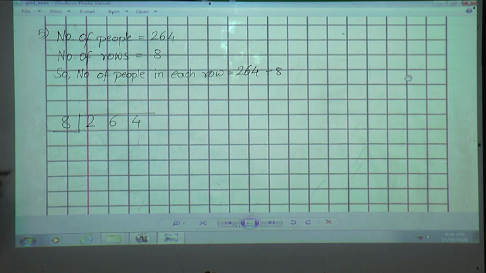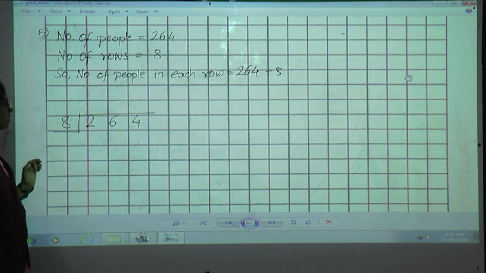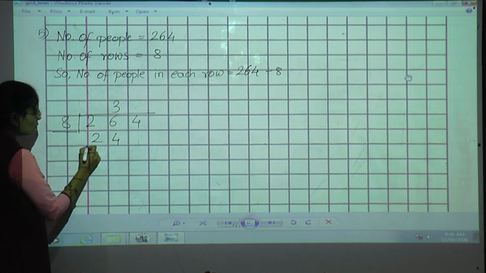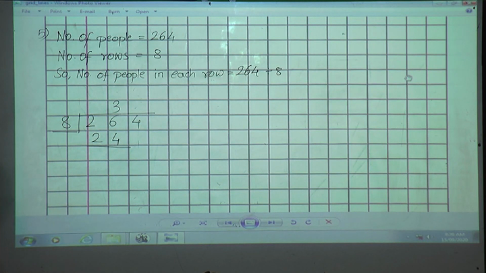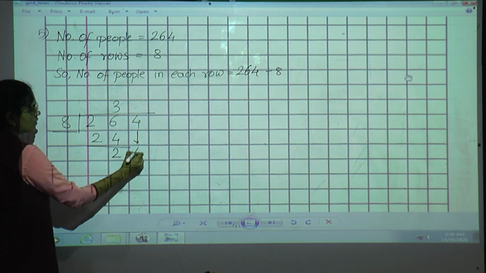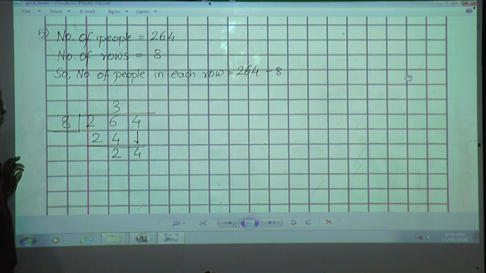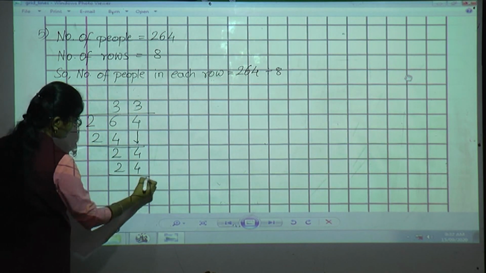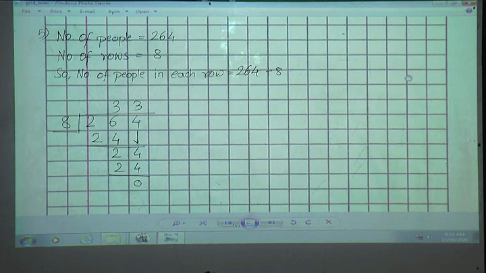Now see the table of 8. In the table of 8, 26 is not there. So see the smaller number than 26. 8 3s are 24. Now 26 minus 24, yes, 2 will remain. Okay, in the next step this 4 will come down. Again we have here 24, means again 8 3s are 24. Now 24 minus 24 is equal to 0. So what is the answer? Answer is 33, means number of people in each row 33.